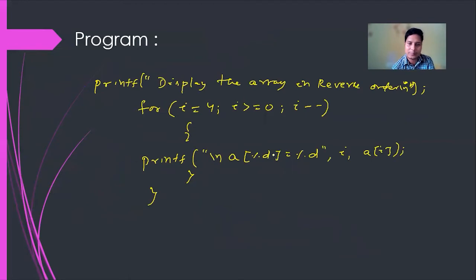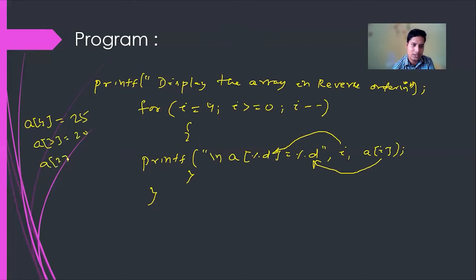So here this will print a of 4 first because the I value is 4. A of 4 is equal to 25, so a of 4 will be printed as 25. Then a of 3 is 20, then a of 2 will be 15, a of 1 will be 10, a of 0 will be 5. So this will be the output of the program.